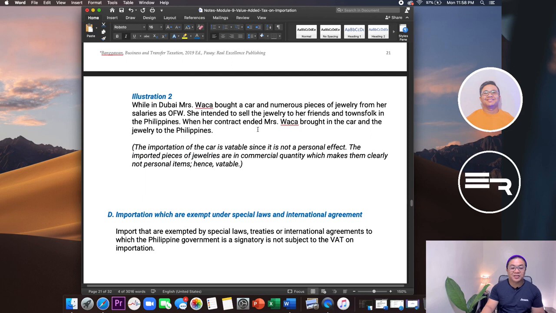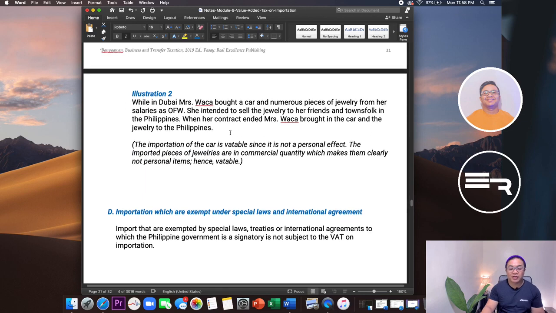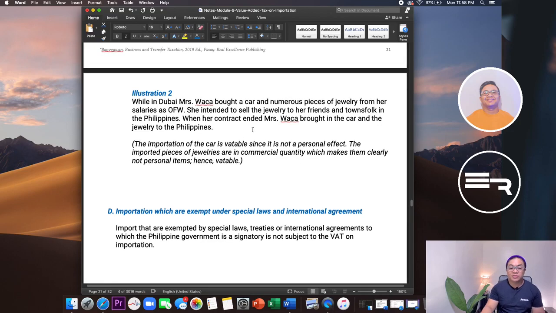Okay. Illustration number 2. While in Dubai, Swaka bought a car and numerous pieces of jewelry from her salaries as OFW. She intended to sell the jewelry to her friends and townsfolk in the Philippines. So, ibebenta niya. So, dun pa lang para may idea ka na, na ay, pangbenta pala to. So, parang assumption mo, parang ay, taxable na agad yan, right?